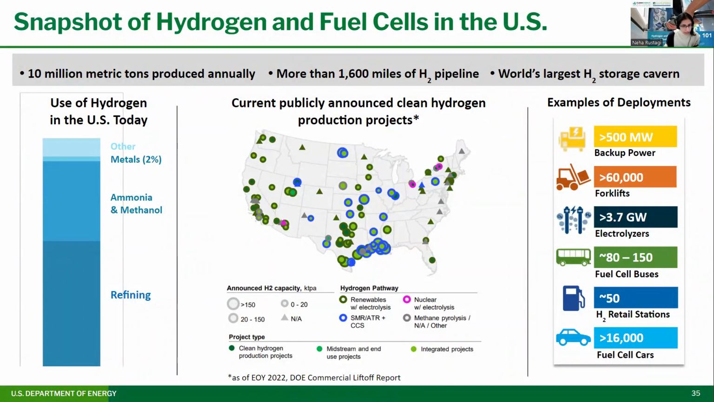With regard to end uses, we currently have over 500 megawatts of fuel cell backup power, over 60,000 forklifts that run on hydrogen, and multiple gigawatts of electrolyzers that have now been deployed or are past final investment decision. And then in California, there is also a market for light duty vehicles that's now being expanded nationwide to include heavy duty vehicles. So if we go to the next slide.